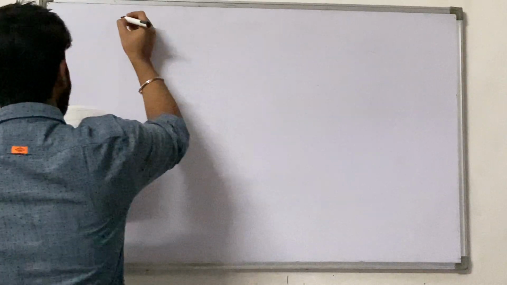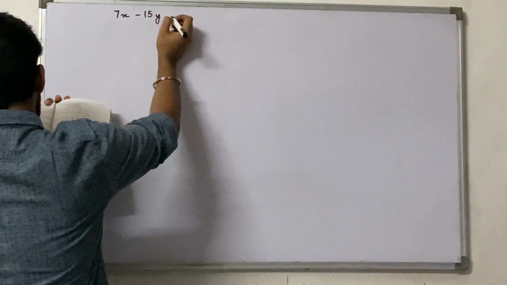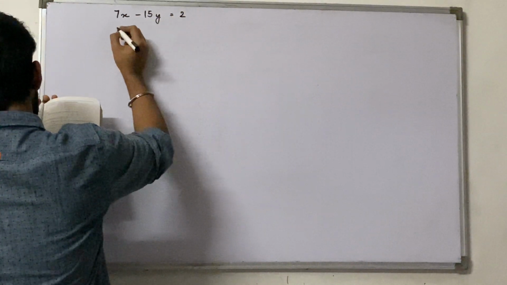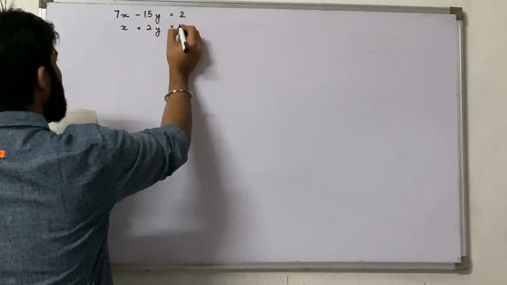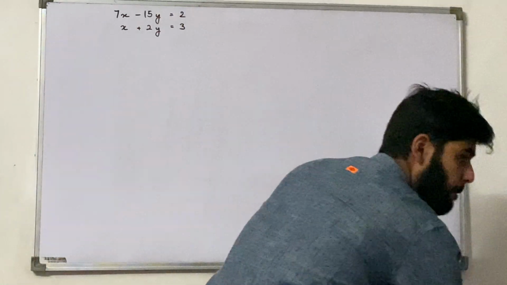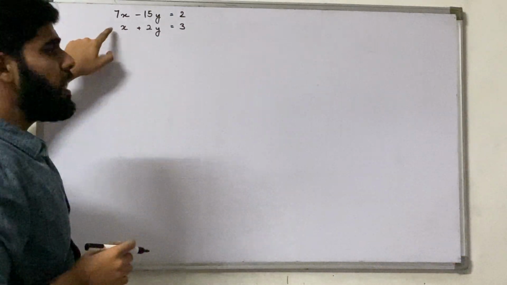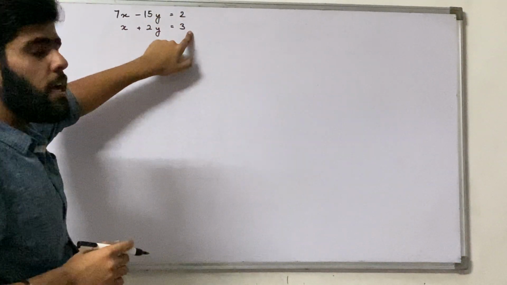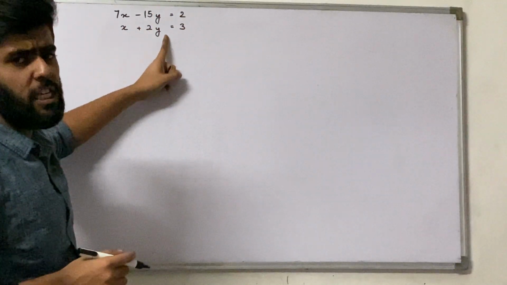Okay, now let's note down example number 7. Example number 7 says 7x minus 15y is equal to 2 and x plus 2y is equal to 3. Keep this thing in your mind very carefully. Always copy the x terms together, the y terms together, and the constants together, and always remember the equal to sign should be just beneath the equal to sign.